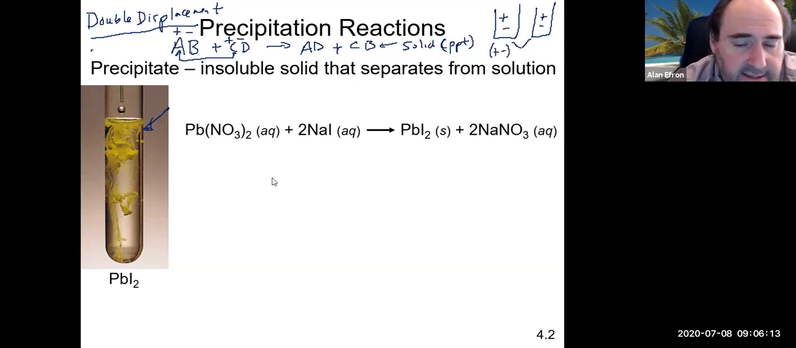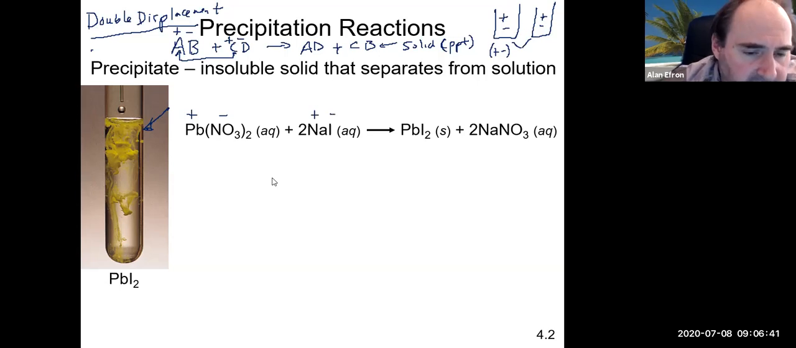Now, precipitate does not necessarily mean that it's going to be a rock hard solid or anything like that. It could become cloudy, could be some floating particles, or it could make something really rock hard that drops to the bottom. So if we look at this reaction here, this is lead nitrate. Lead is a positive ion, nitrate's a negative ion. This is sodium iodide, positive and negative.